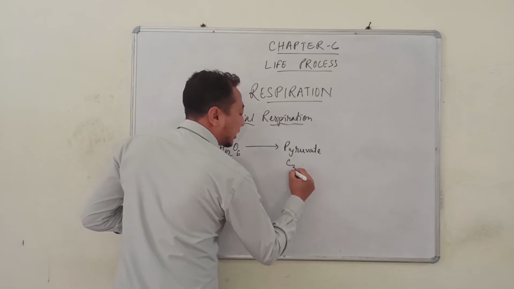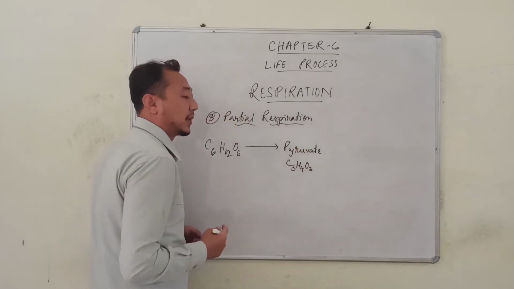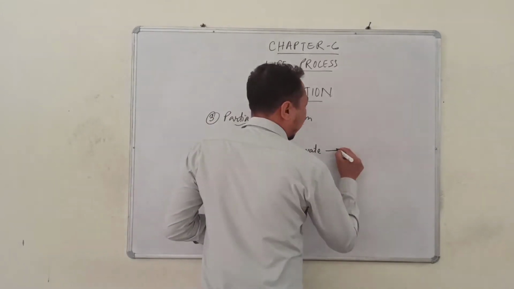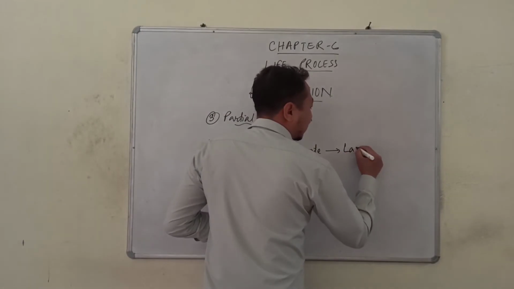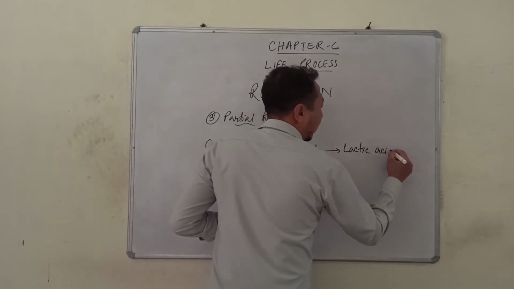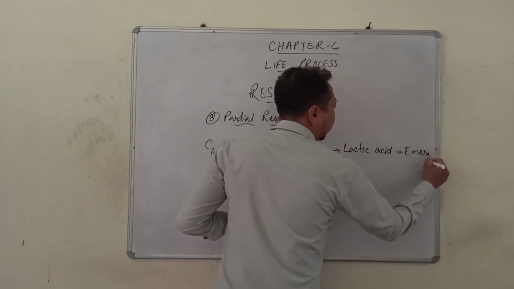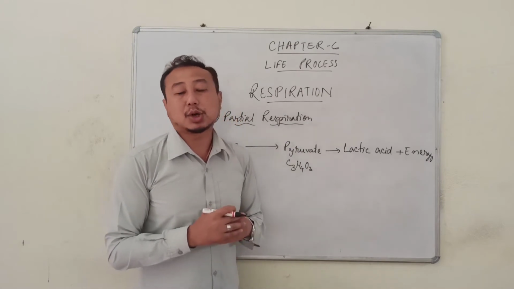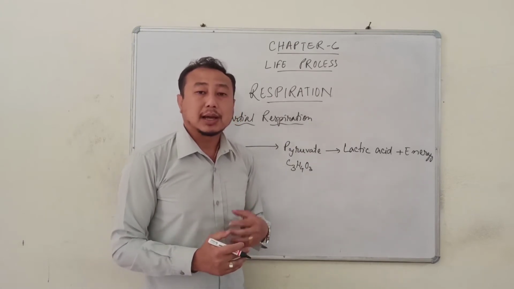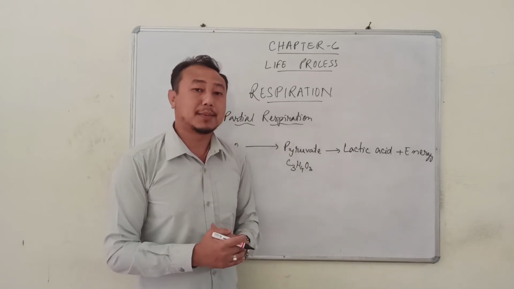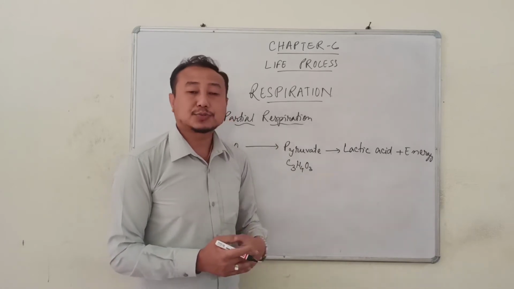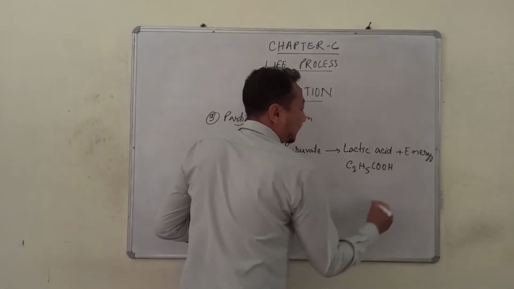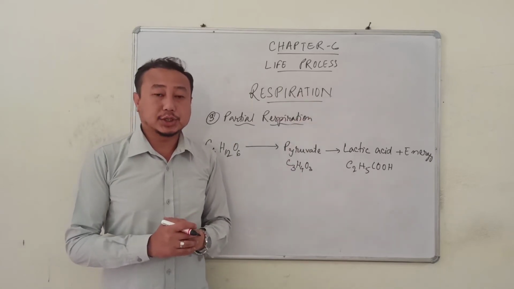whose formula is C3H4O3. Then again, inside the muscle cells, in the presence of limited amount of oxygen, it will be again broken down to another substance which is known as lactic acid, and along with that, energy will be produced. This type of respiration is generally performed by the muscle cells of animals when the body of that animal has little or insufficient amount of oxygen. The lactic acid that is formed here has a formula C2H5COOH. So these are the things related to partial respiration.